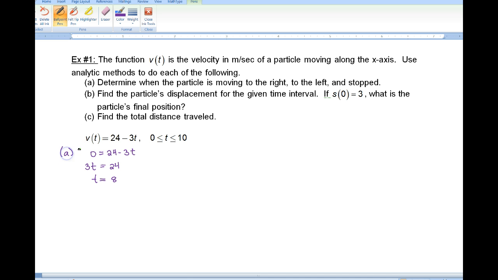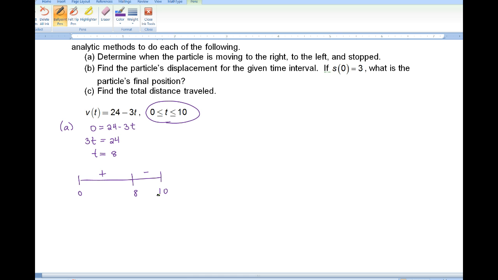This is part A. Now notice my number line goes from 0 to 10, with 8 being a place where what happens at 8? At 8, specifically, that's where the particle is stopped, because remember, we set the velocity equal to 0 here. So let's pick a test number between 0 and 8, say 6. Plug 6 in. Do we get positive or negative here? Positive. Then pick a number between 8 and 10, say 9, and we get negative.